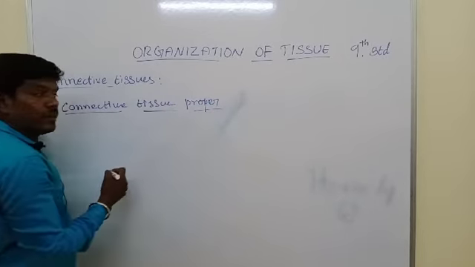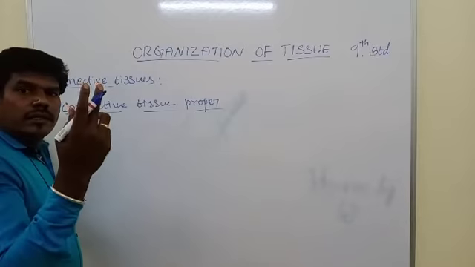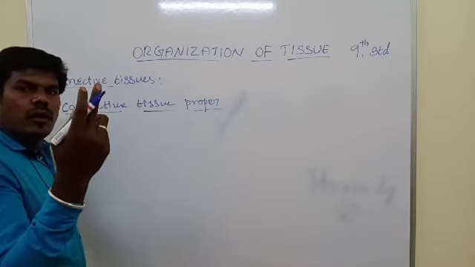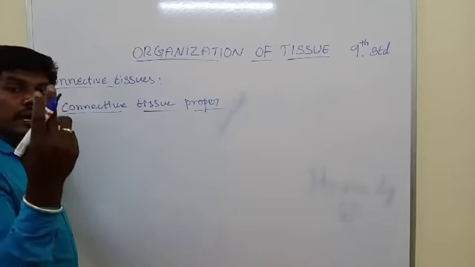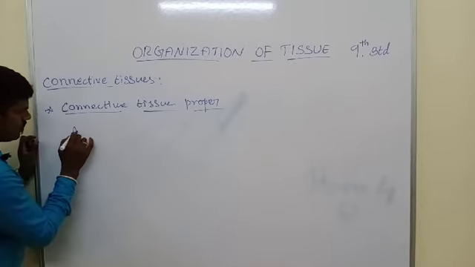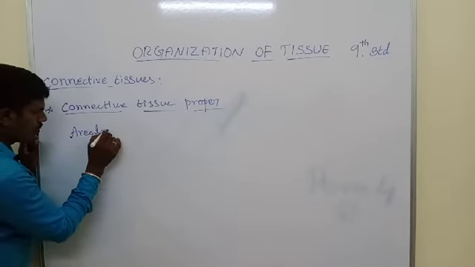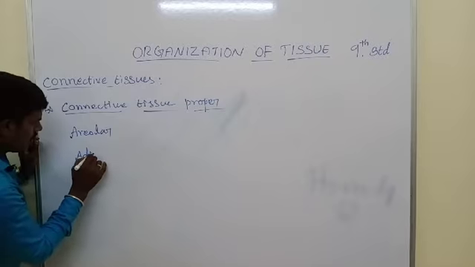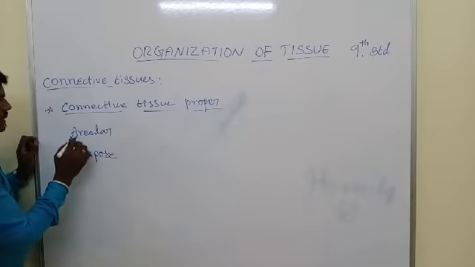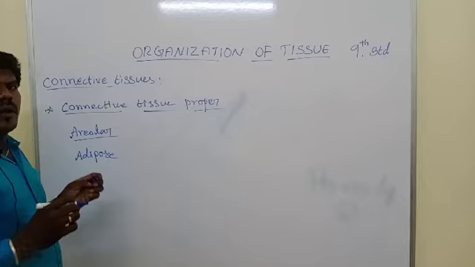Connective tissue proper. What are the kinds that are present? Two kinds. What are they? Areolar and adipose. Let's take the first one, areolar.